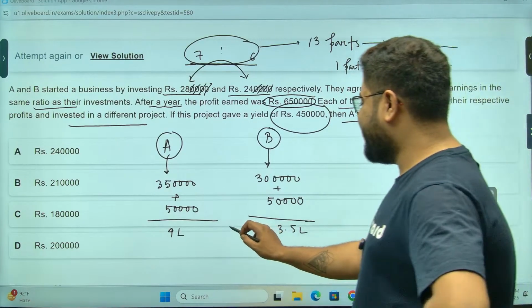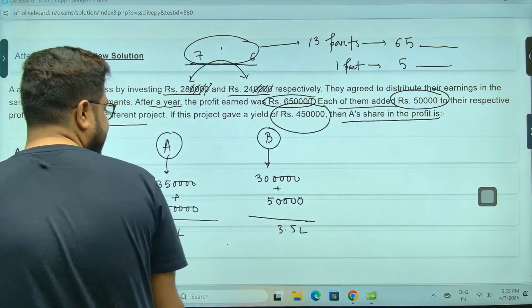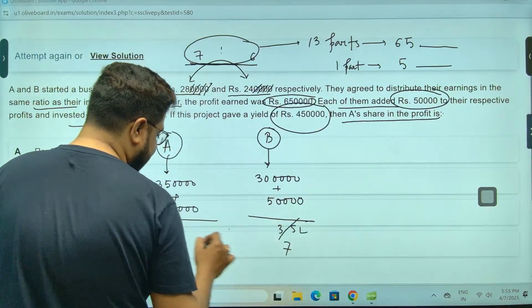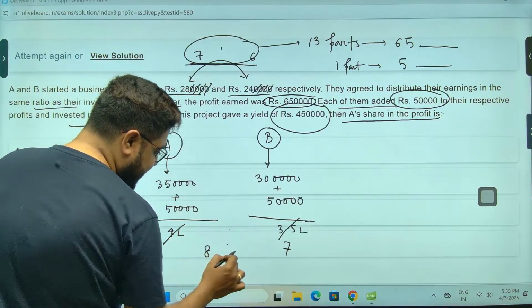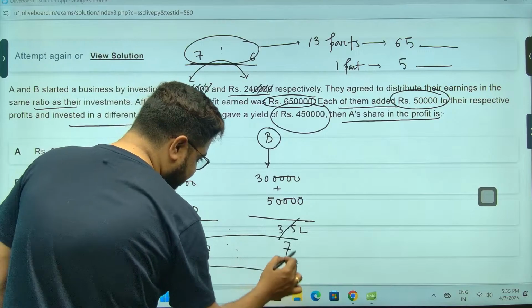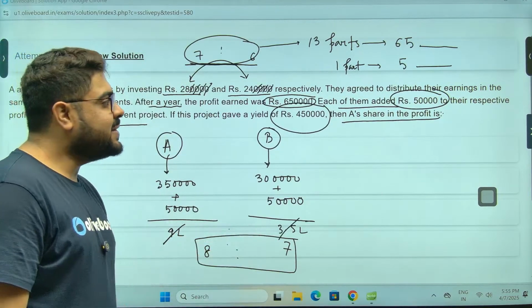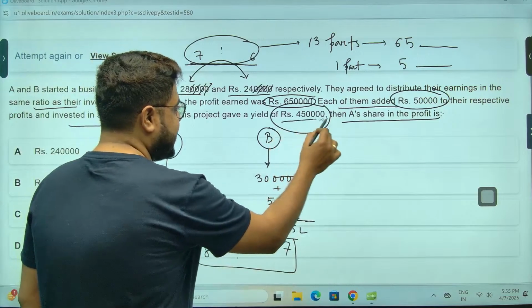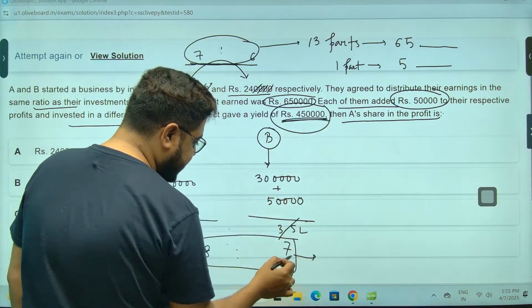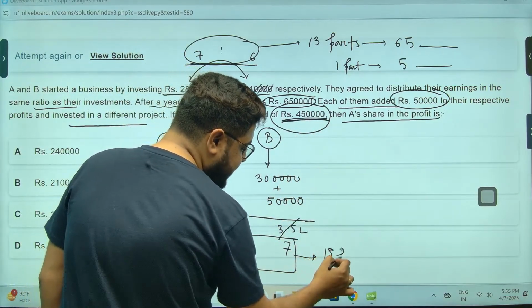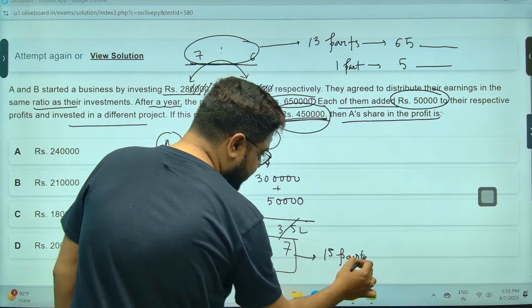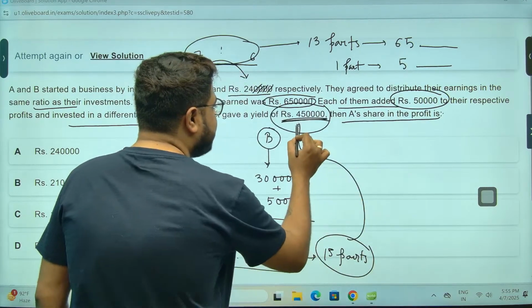Sir, again the ratio is 4 to 3.5. 5 sevens are 35, 5 eights are 40, so the profit sharing ratio will now be 8 to 7. The profit is 4,50,000. 8 to 7 means the total is 8 plus 7, 15 parts. 15 parts is equal to 4,50,000.